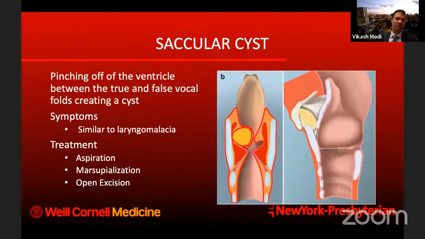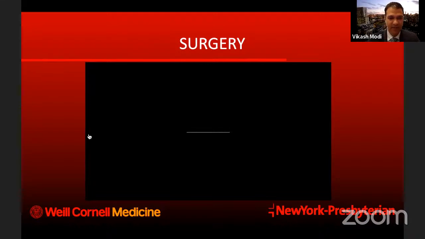Now a little lower down to saccular cyst. So saccular cyst is a pinching off of the ventricle. The symptoms are similar to laryngomalacia, and you can aspirate, you can marsupialize, you can do open excisions. I prefer to manage these endoscopically.